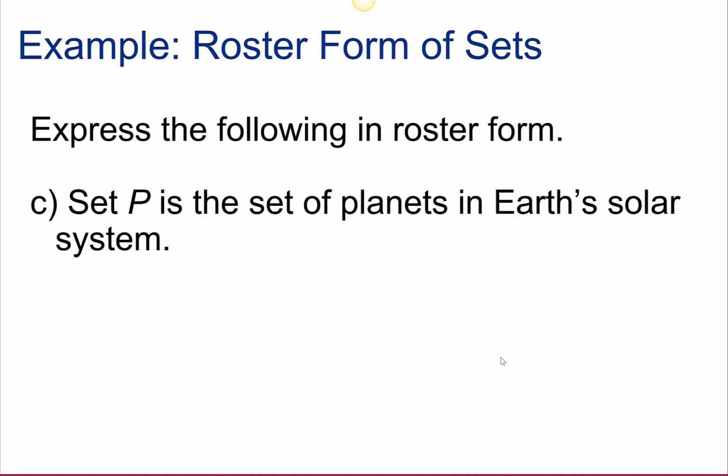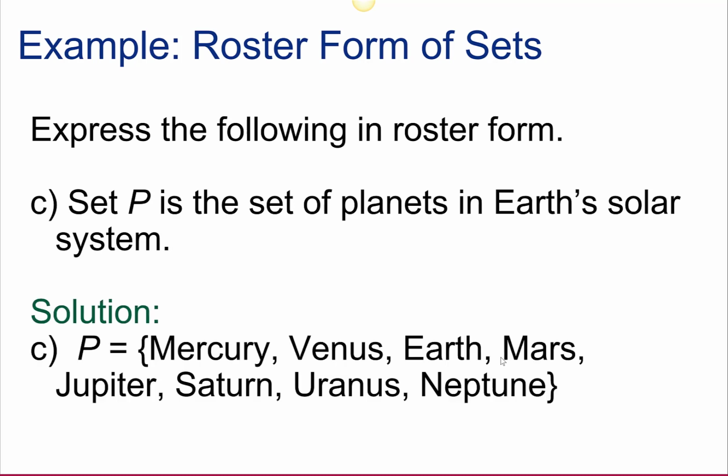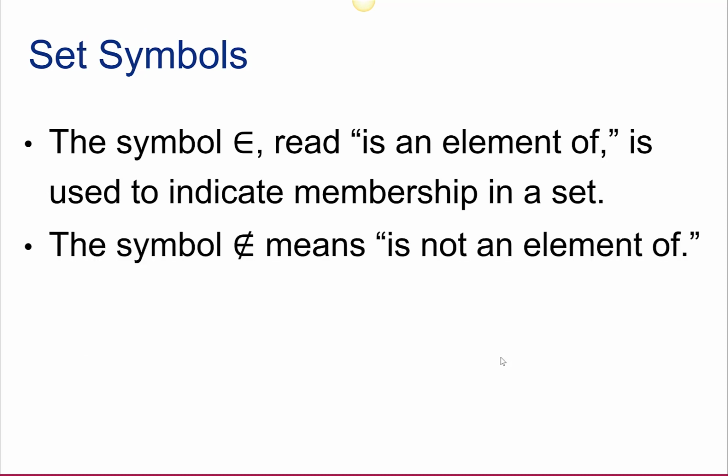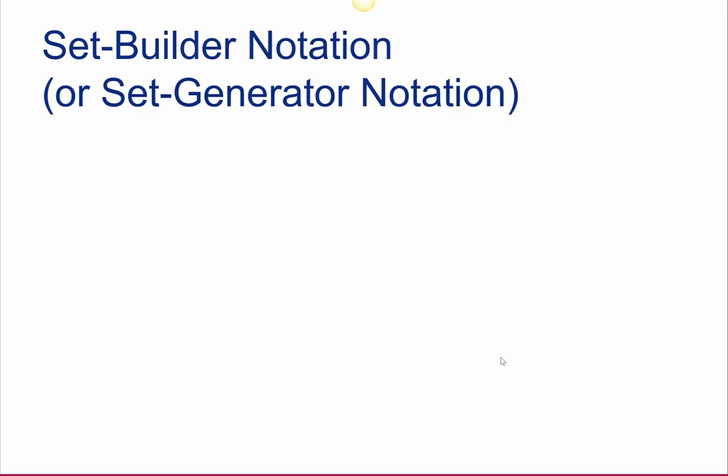P is a set of planets in the Earth's solar system, and the solution would be the set listed here that lists the elements, which are the planets in the Earth's solar system. The symbol that looks like an E is read as "an element of," and it's used to indicate membership in a set. If we put a slash through it, it means "not an element of." Think of equal to and not equal to. It's a similar operation here.